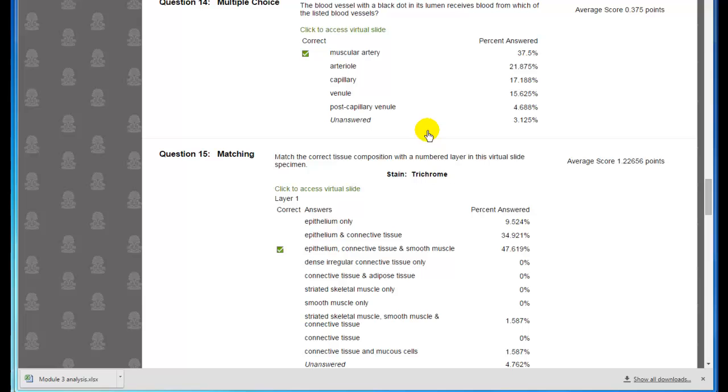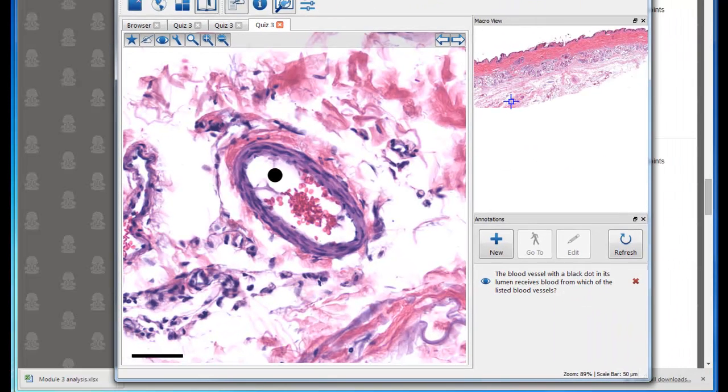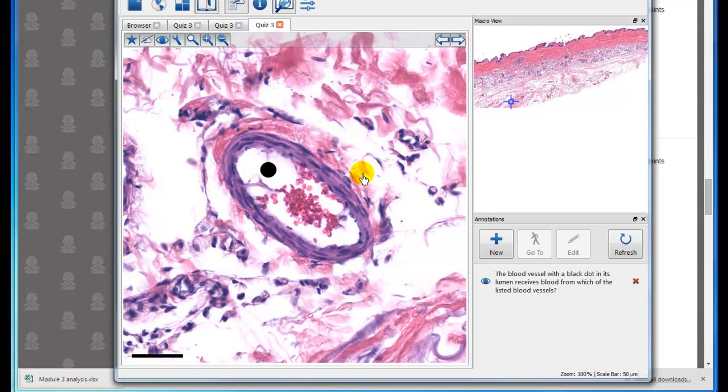And that would be the muscular artery. And why would that be right? Because this was an arteriole. Look carefully. You see, you've got about 3 or 4 layers of smooth muscle cells, their nuclei, around the lumen. That's clearly an arteriole.